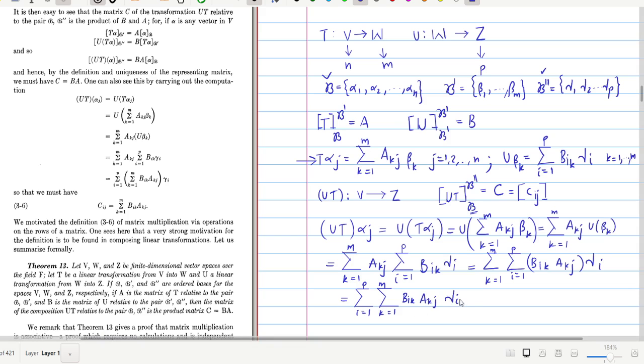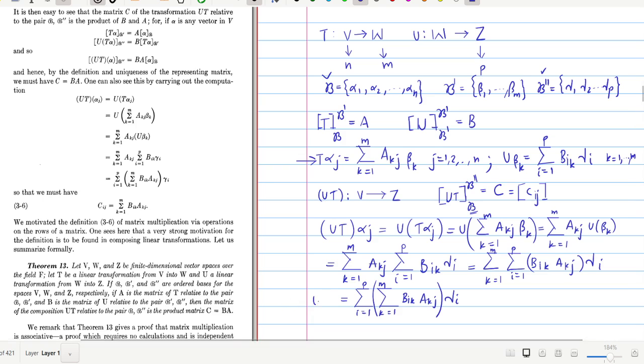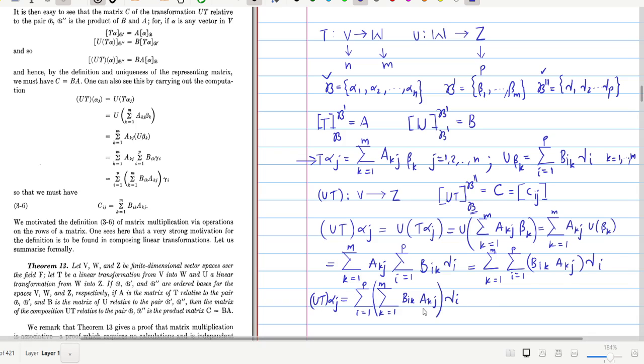Since this i is independent of k, you can take this gamma i out from the first inner summation, and then this will give this one. Now we have started with ut of alpha j. Then ut of alpha j is equal to this times gamma i.